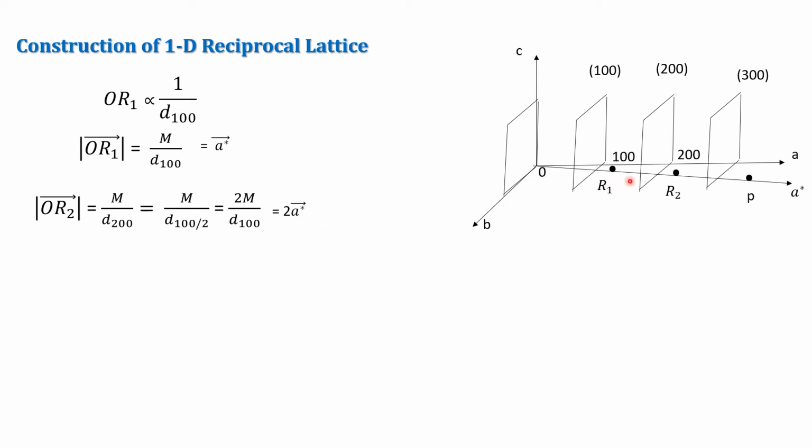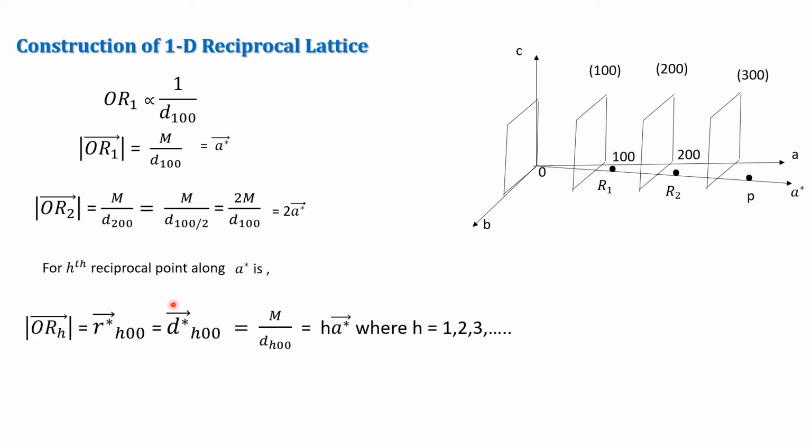Similarly, we find the number of reciprocal lattice points along this common normal. Therefore, for each reciprocal lattice point along A star, we generally write the magnitude of ORH, that vector denoted by R star H00 or D star H00, equal to M divided by H D H00, equal to H times A star, where H is equal to 1, 2, 3 and so on.